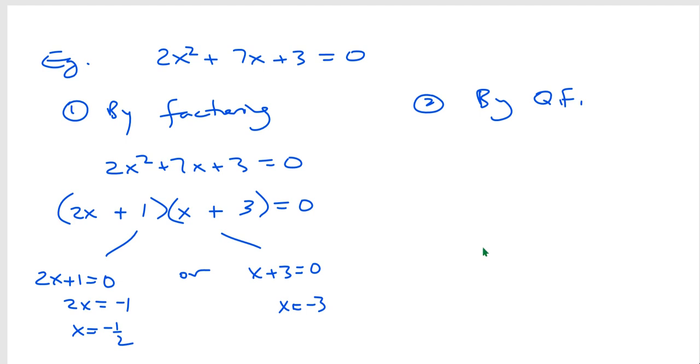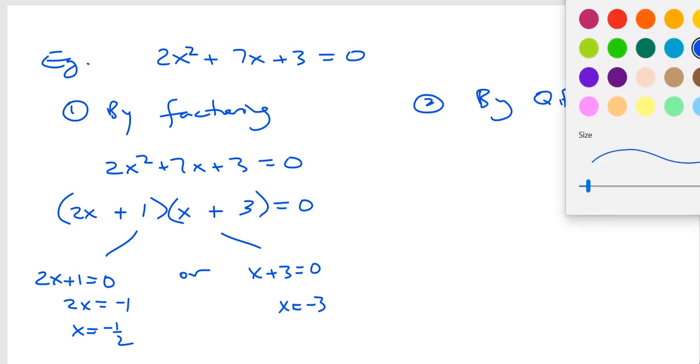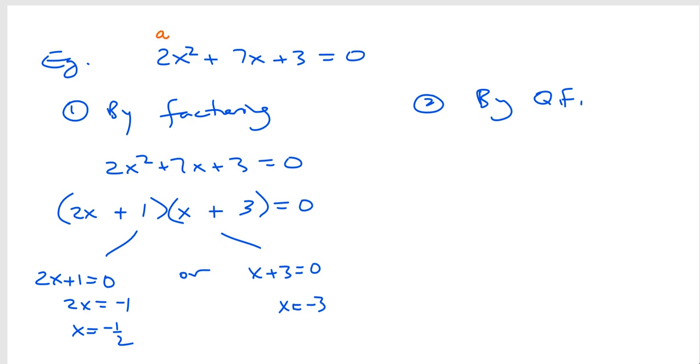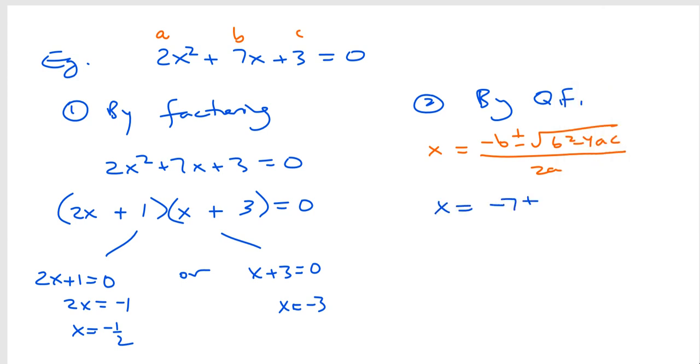Using the quadratic formula, it looks like this. This is my a value, this is my b value, and this is my c value. The quadratic formula says that x equals negative b plus or minus square root of b squared minus 4ac over 2a. Yep, got to remember it. And so x is equal to negative 7 plus or minus the square root of 7 squared minus 4 times 2 times 3, all divided by 2 times 2. So you have to put those numbers into the formula.